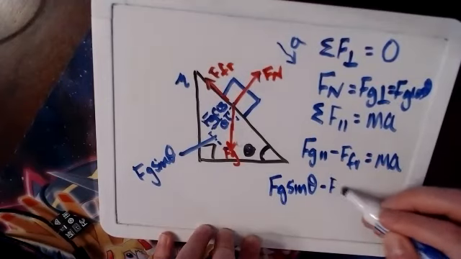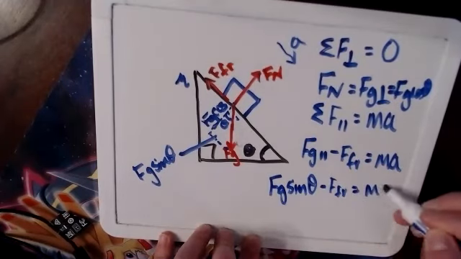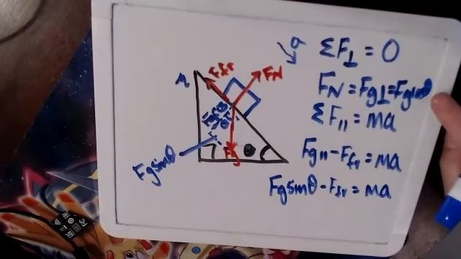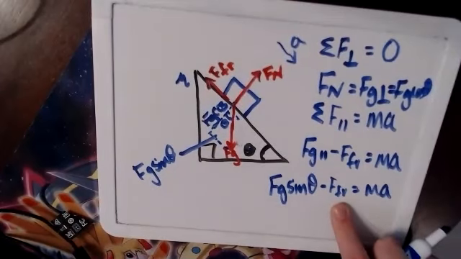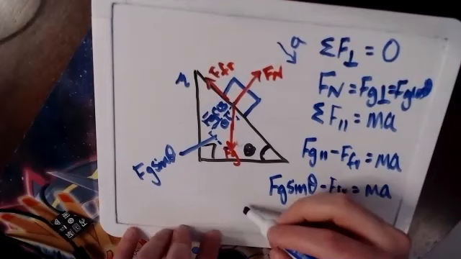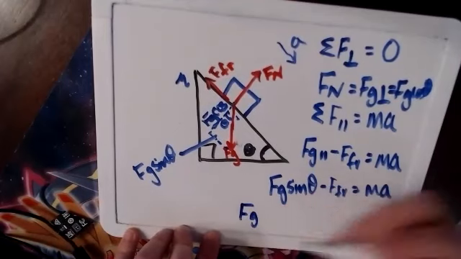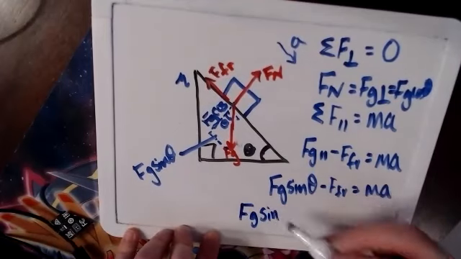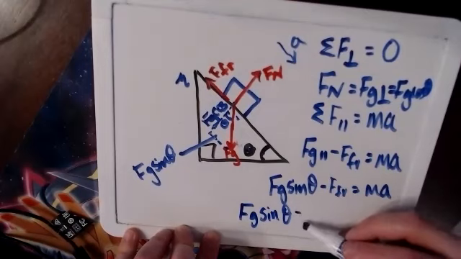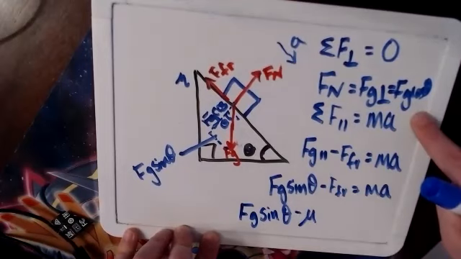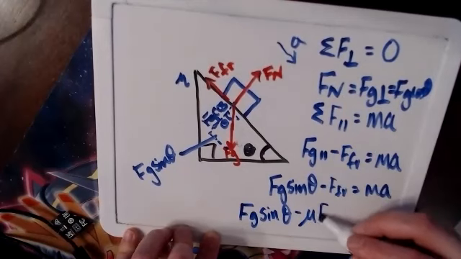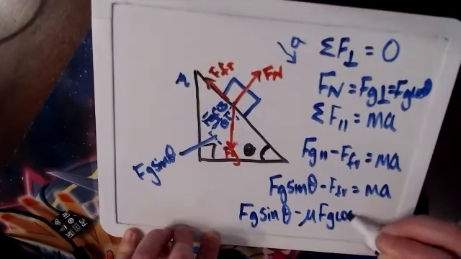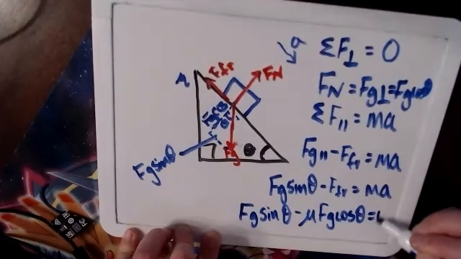Minus the force of friction equals ma. Well, why is it important to do this? Why do we ever need to concern ourselves with the normal force? The normal force affects the force of friction, being mu Fn. Fg sine theta minus mu Fn. Well, what's Fn? It's Fg cosine theta. And that equals ma.